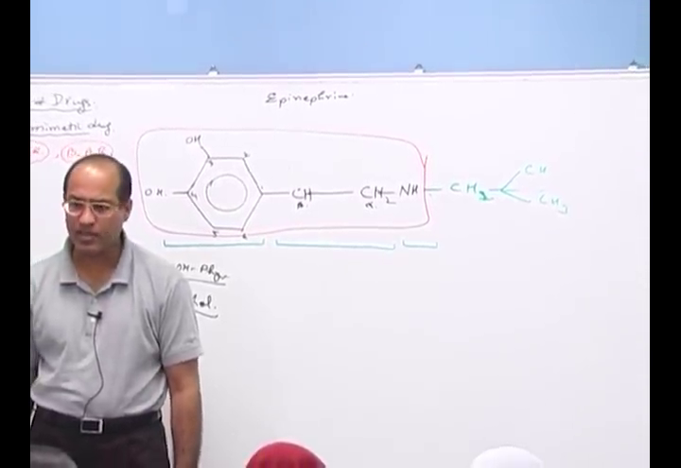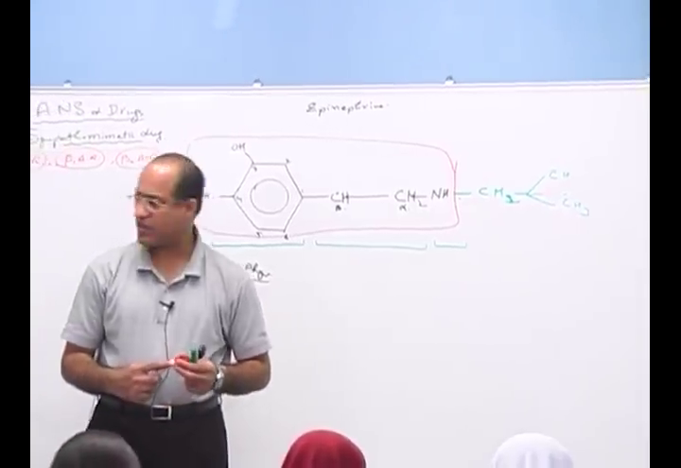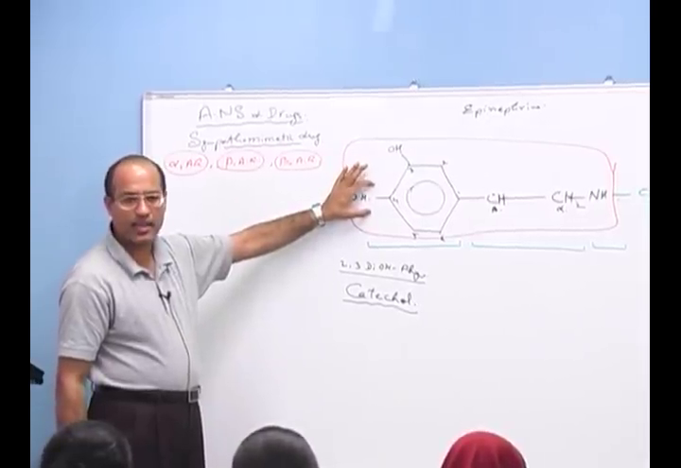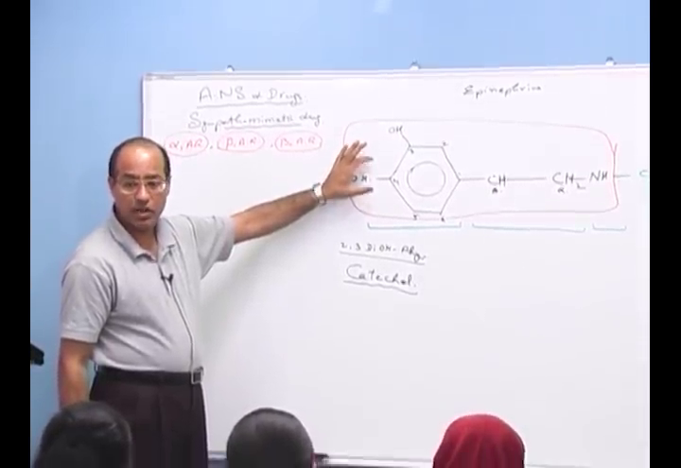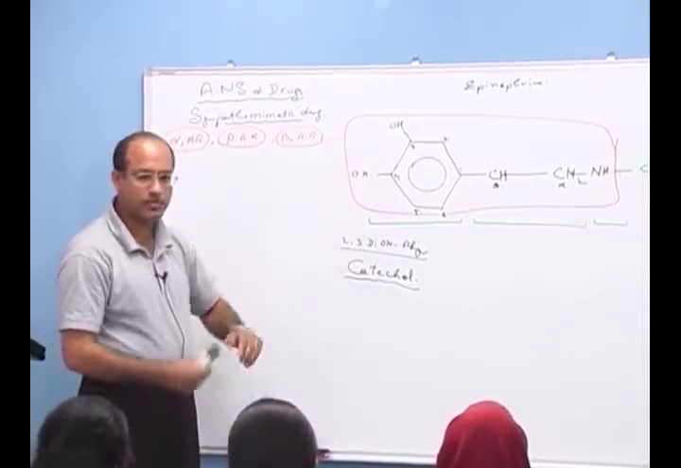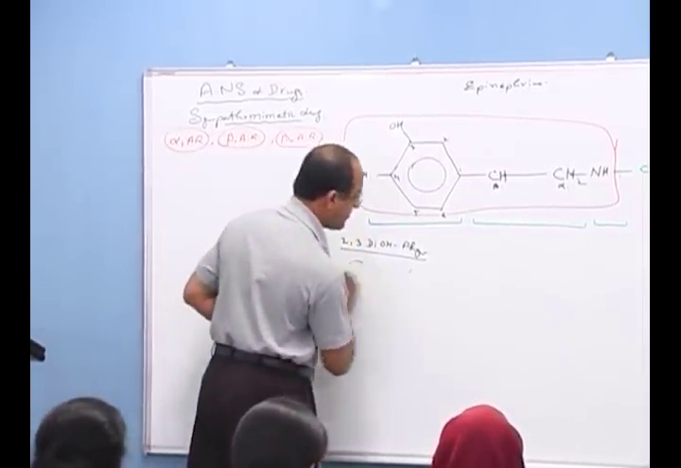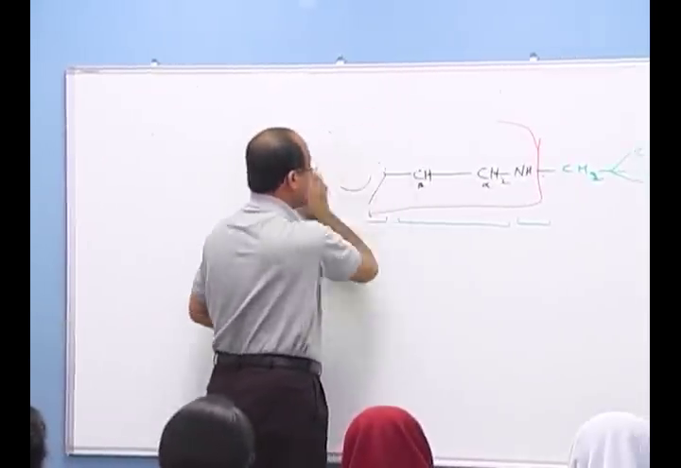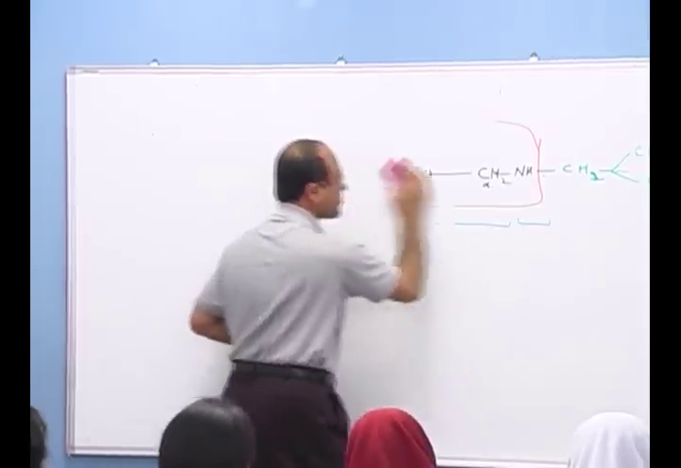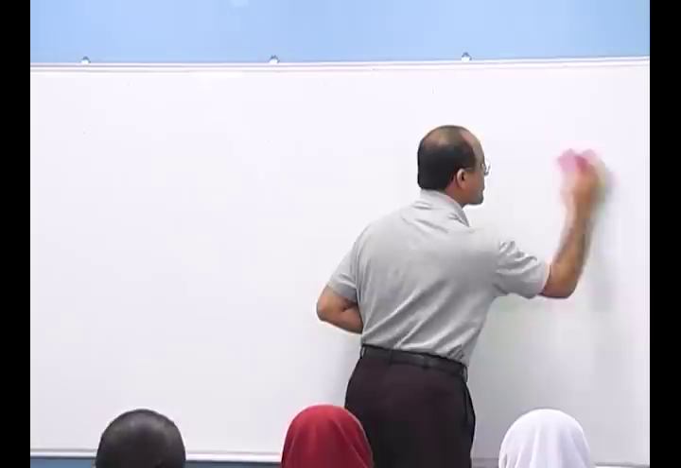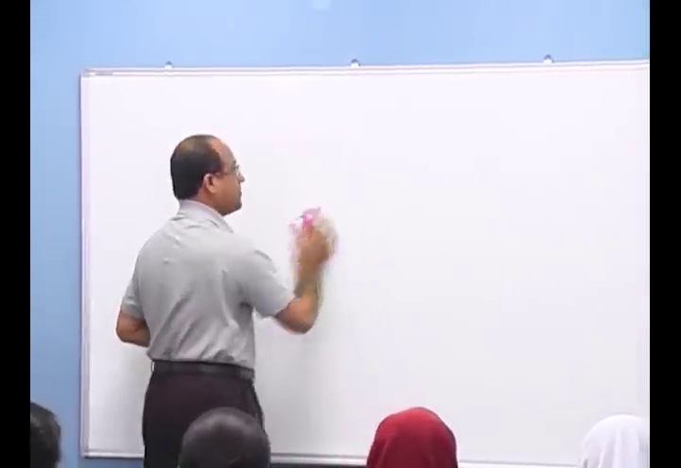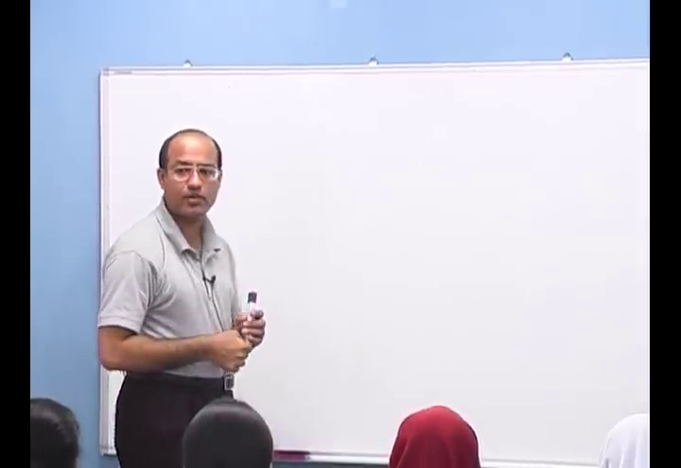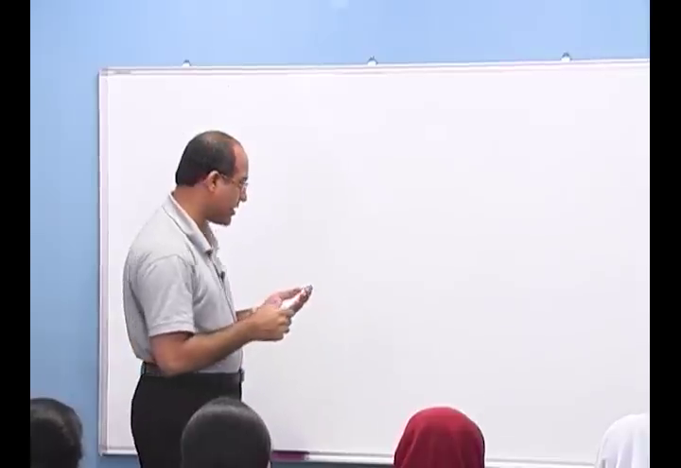Is it clear or difficult? Now, let's see the structure of this drug, suppose norepinephrine or epinephrine is the structure, and its relationship with the receptors. I will discuss each point of this molecule and tell you how it affects the pharmacokinetics and pharmacodynamics of the sympathomimetic drugs.